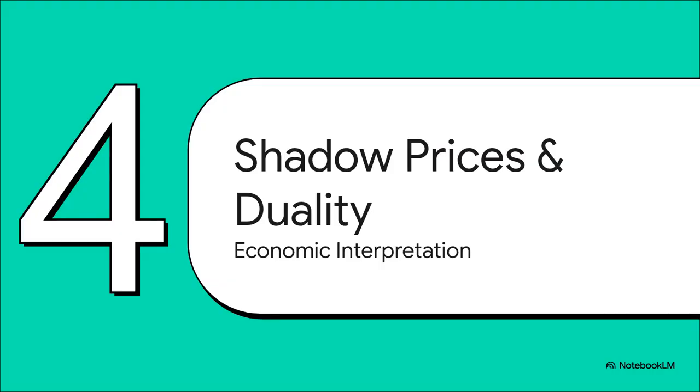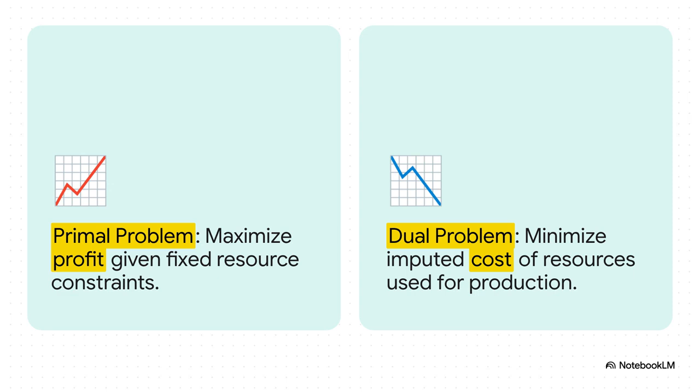Section 4. Shadow prices and duality. Now, as economists, we always have to ask the classic question, so what, right? Finding the maximum profit is a great result, but it isn't the end of the story. Understanding exactly why a resource is valuable internally to the firm is the real economic takeaway here. Linear programming offers profoundly deep economic insights through this concept of duality. On one side, we have the primal problem, maximizing profit given fixed resource constraints, which is exactly what we just did.